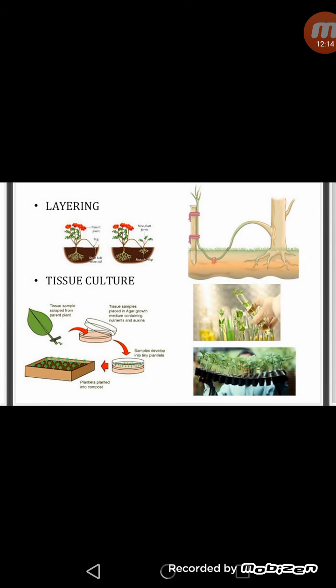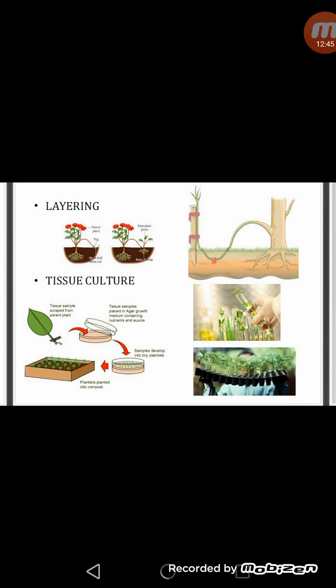Third method is layering. Layering, as you can see in the diagram, a branch is bent and a new plant is grown. In this method, a lower branch of the plant is bent to the ground and covered with moist soil. After some time, when the roots sprout out from the branch and produce new plantlets, these plantlets are separated from the parent plant and are grown in the soil.